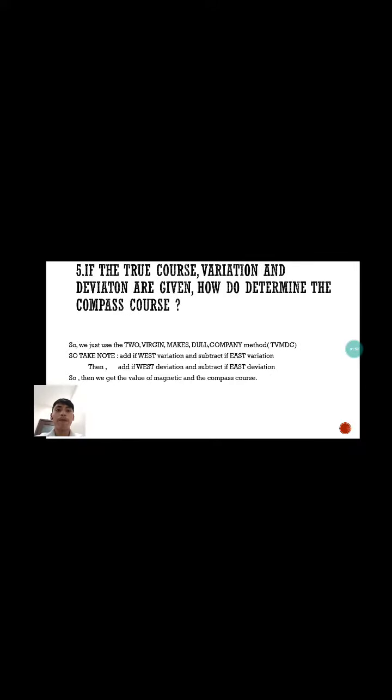Number 5: if the true course, variation, and deviation are given, how do you determine the compass course? We just use the True Virgins Make Dull Company method. Take note: add west variation and subtract east variation, then add west deviation and subtract east deviation. Then we get the value of the magnetic and the compass course.